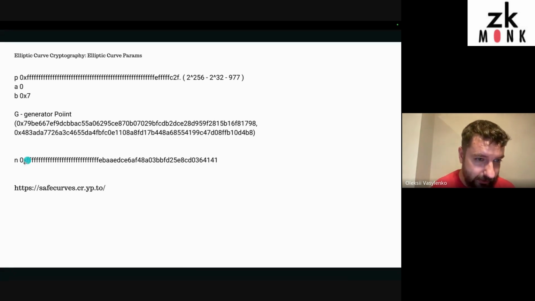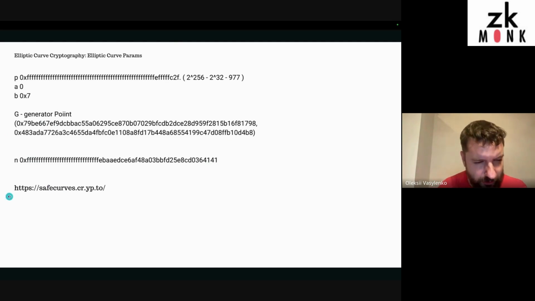And this is the order of the numbers. So this is the max value you can represent inside the Bitcoin elliptic curve as a scalar value. It means the max value you can multiply by is this value minus 1. But it will also be the same as minus G, because they are symmetrical.